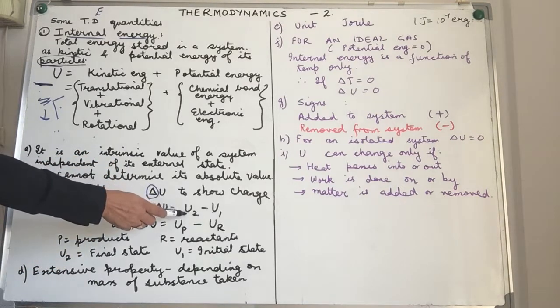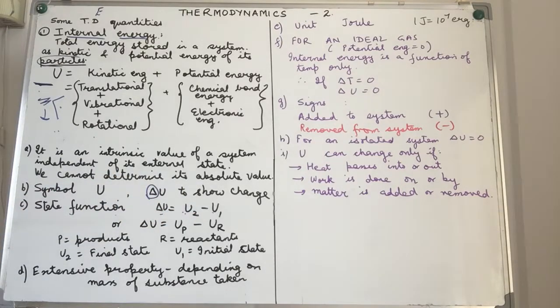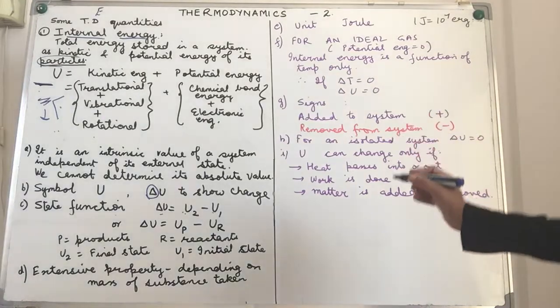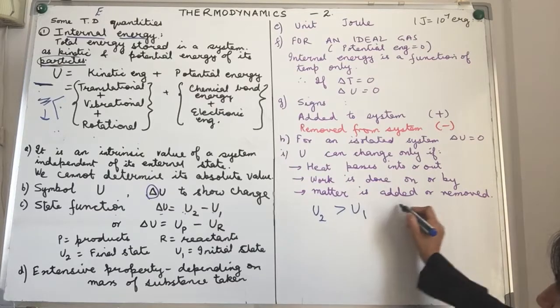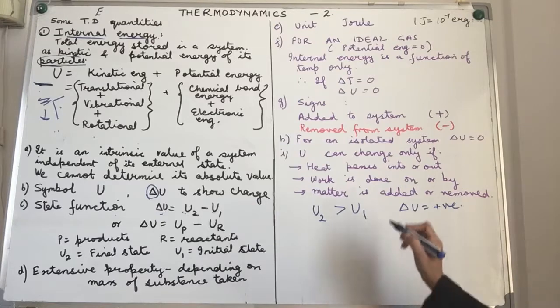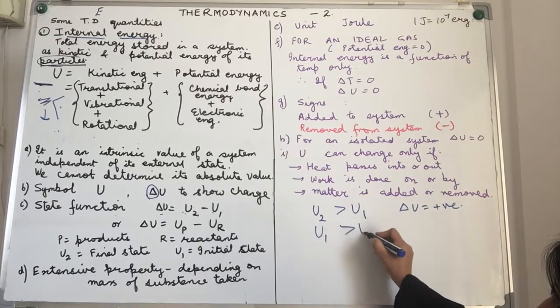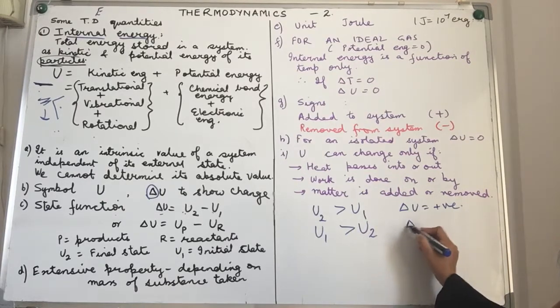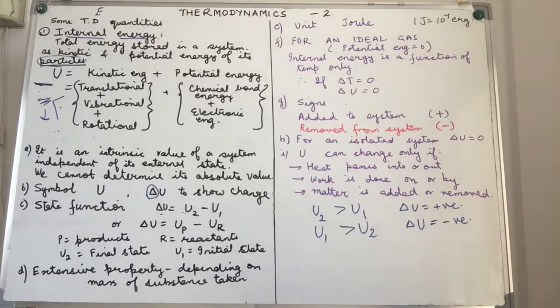So if the energy of the final state is more than the energy of the initial state, so let us suppose delta U is U2 minus U1. If your U2 is greater than U1, in that case delta U will be positive. On the other hand, if the energy of the initial state is greater than the final state, in that case, delta U becomes a negative value, and this explains whether energy will be released or it will be absorbed.